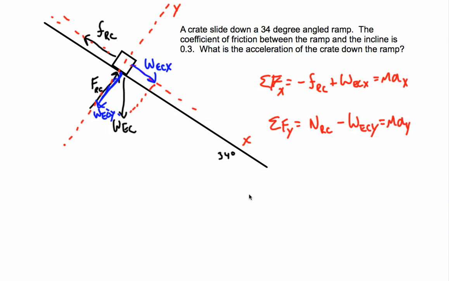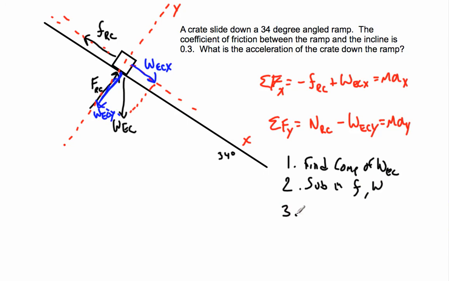Now I want to walk through what my next steps will be before I actually carry them out. The first step that I'm going to want to try to do is find the components of the weight. Once I do that, I'm going to sub in for the friction force and also do some subbing in for the weight. And then third, I'm going to find my acceleration down the ramp, which will be the horizontal acceleration. We'll do that in the next segment.